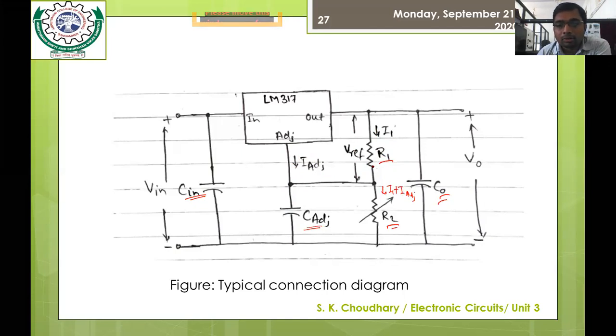And the voltage drop across R1 is nothing but the reference voltage. It is a fixed voltage, 1.25 volt for LM317. So you can see here the internal reference voltage for LM317 is typically 1.25 volt. Everyone remember this. And the reference voltage V reference appears across the adjustable terminal and the output terminal. Here V reference is a constant value.